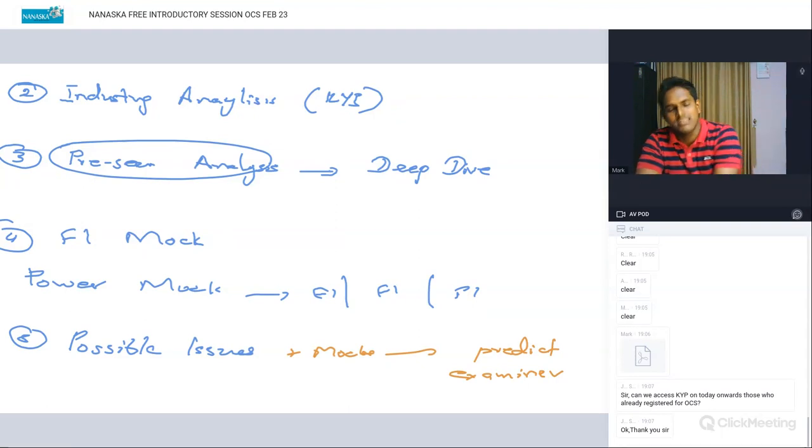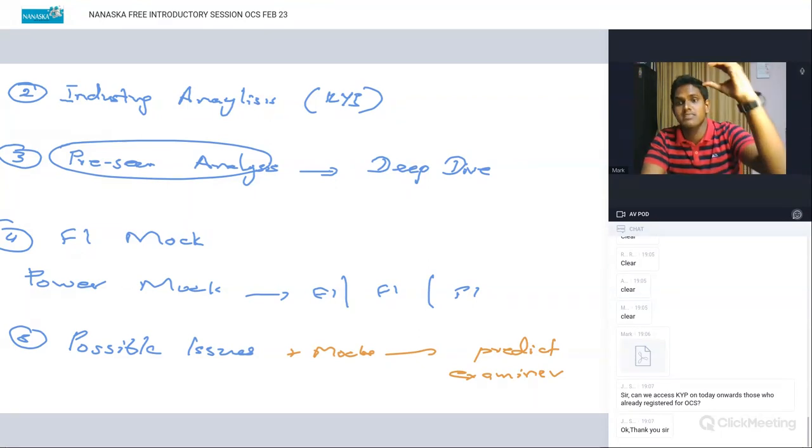So it all boils down to the effort you put in, the commitment you put in, the dedication you put in. Trust me, that's going to be the result. Now you've got to visualize. The foundation will be the 3 aspects: the pre-scene read count, words per minute, and your knowledge of the refresher theory. If you have those 3 as a solid base, on top of it you have 5 more blocks: the mock papers, the pre-scene analysis, the industry analysis, the F1 mock and the power mock, and the possible issues.